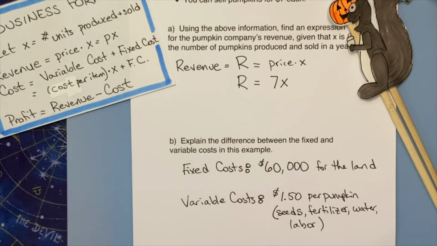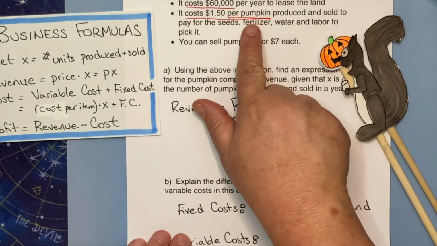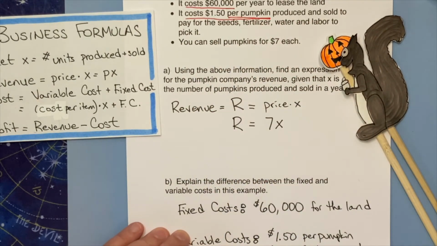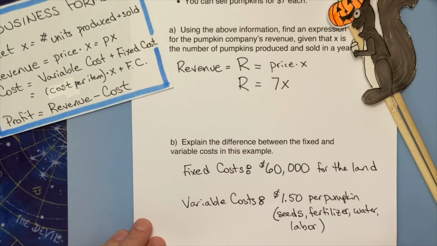Some other costs that I might incur: the $1.50 per pumpkin up here was the labor to pick it. Perhaps I need to hire some people to help me sell the pumpkins. Well, now that gets interesting because I would claim selling the pumpkins might be a variable cost because I'm going to hire someone, and if I sell a lot of pumpkins, I'm going to have to hire more people. So I might have a per pumpkin cost, just like the labor to pick. If I have a lot of pumpkins to pick, I have to spend a lot on labor. If I don't have as many pumpkins, I spend less.